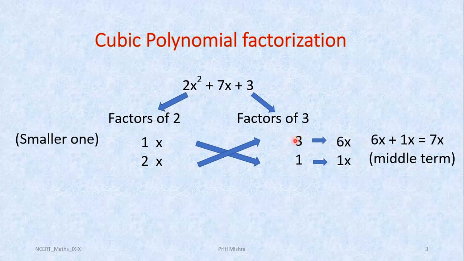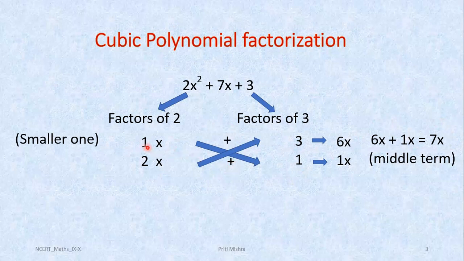Because if we write 1 here, we will not receive the sum of these two terms equal to the middle term, which is our requirement. So be careful about writing the factors here. After cross multiplication, we got this, and we can see that we get the middle term just by adding these two numbers. It means we have to take positive signs. So positive signs are here.